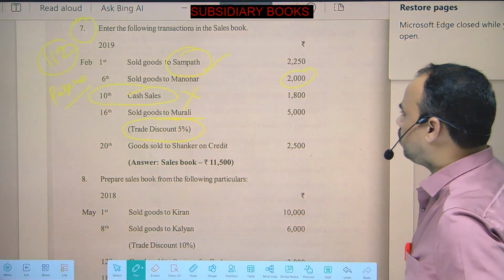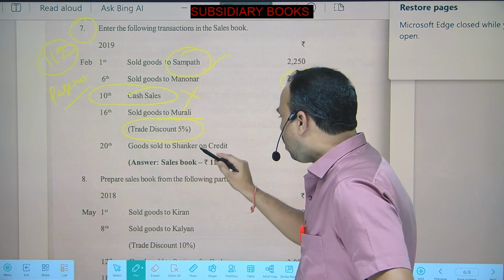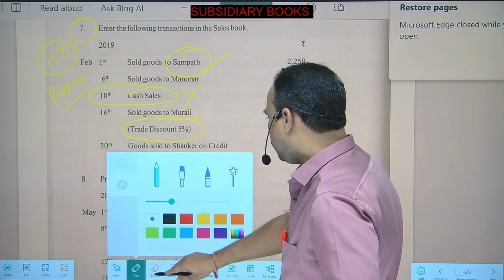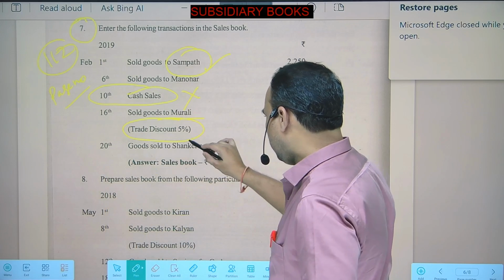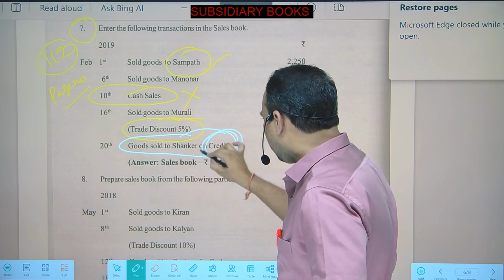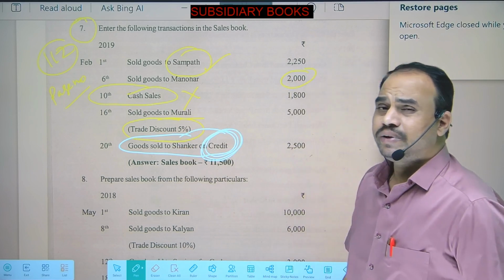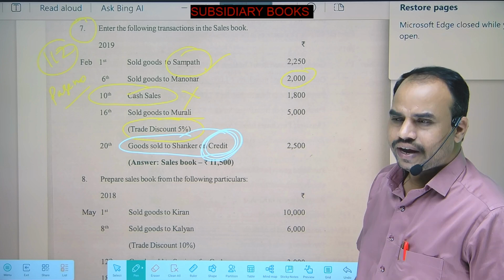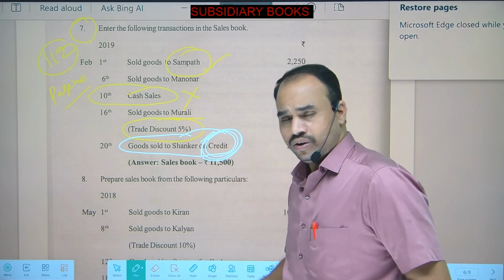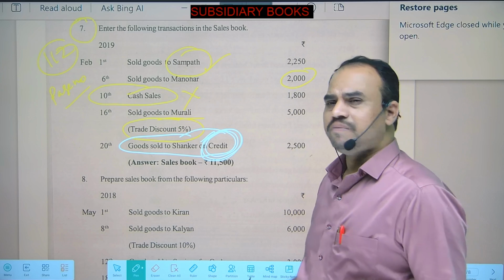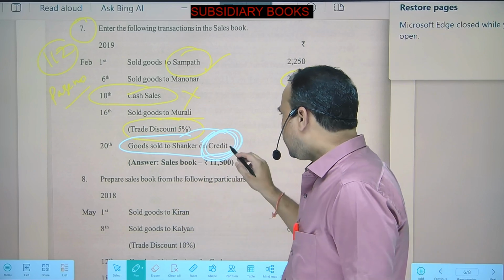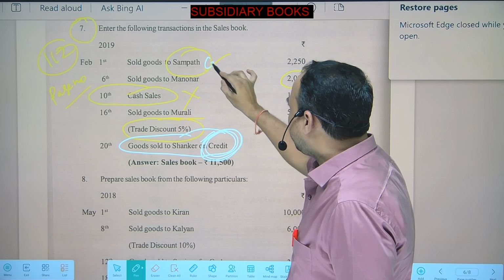Okay, see the next one, goods sold to Shankar on credit. Very very important, beta, a confusing point here. So many students will get confused and write it wrongly. Goods sold to Shankar on credit is given. Credit means what, nana? Without paying cash. Credit means a loan. We sold goods to Shankar on credit. Should we write it or not? We have to write it, because in the sales book we are recording only credit transactions. So definitely you have to write it, even though credit is not given in these questions.